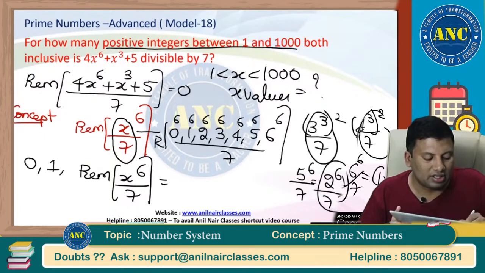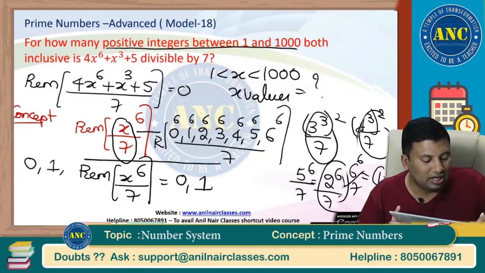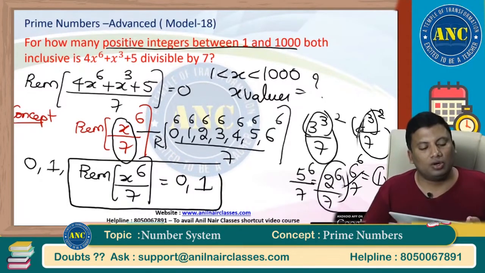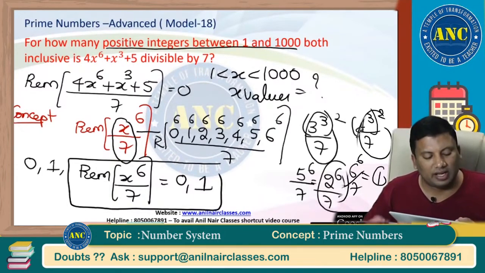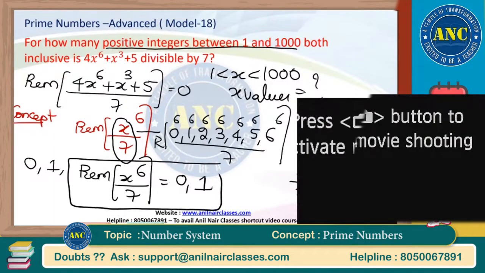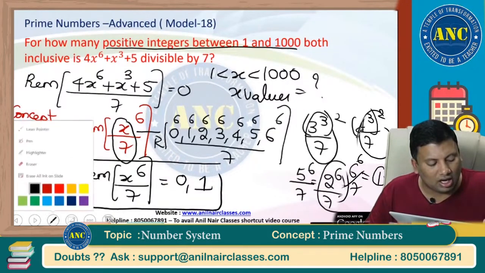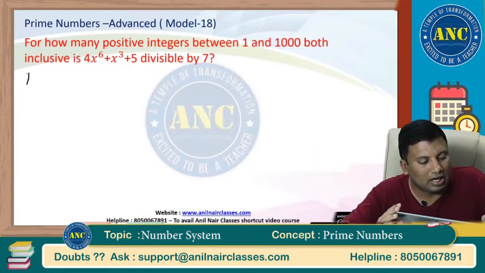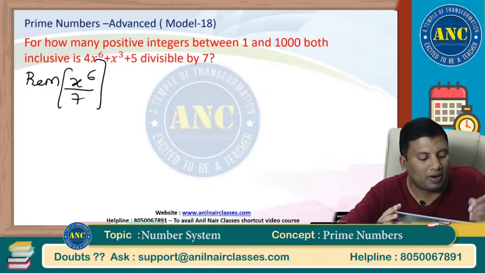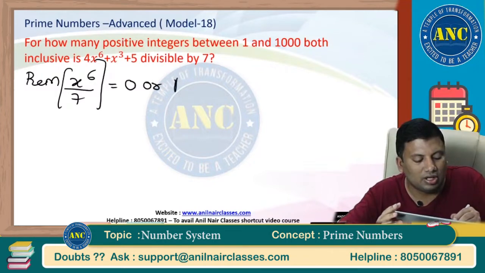X power 6 divided by 7 will always give you a value of either 0 or 1. This step, I hope it is clear. Directly you can tell 0 or 1 by using Fermat's theorem, which I don't want to discuss right now. Take any number, x power 6 divided by 7, I get remainder 0 or 1.